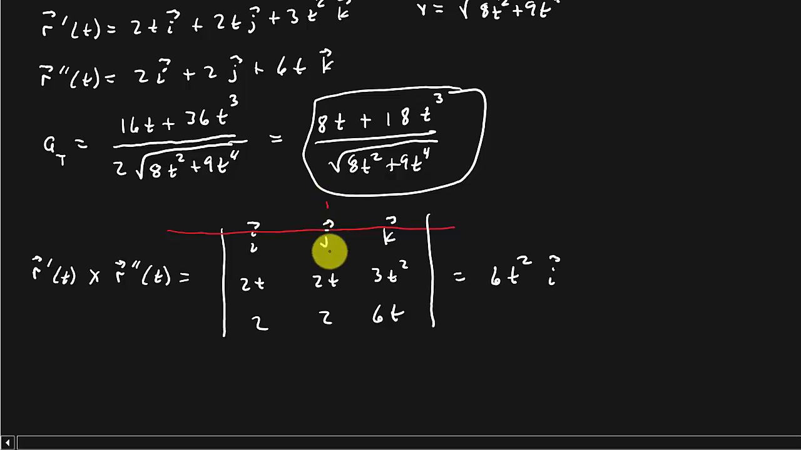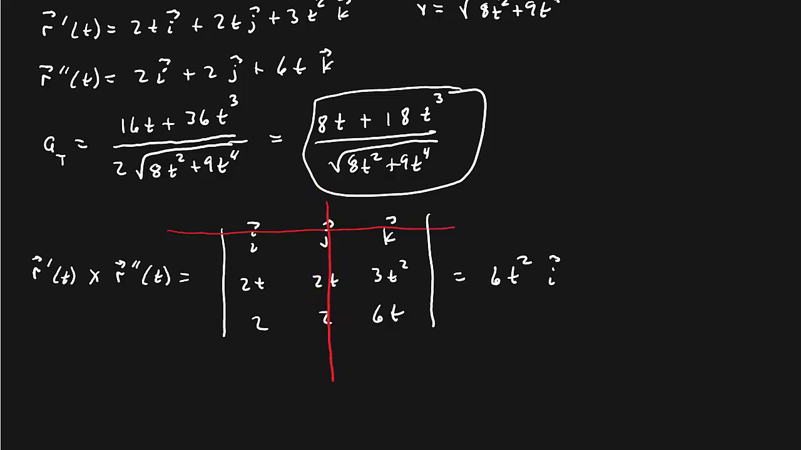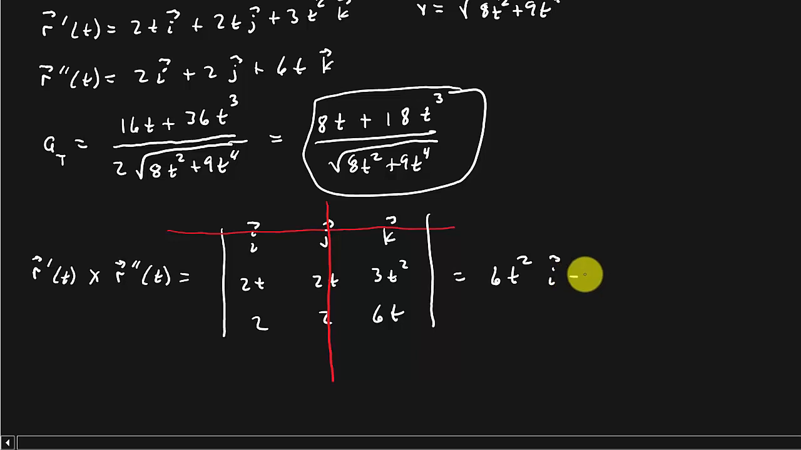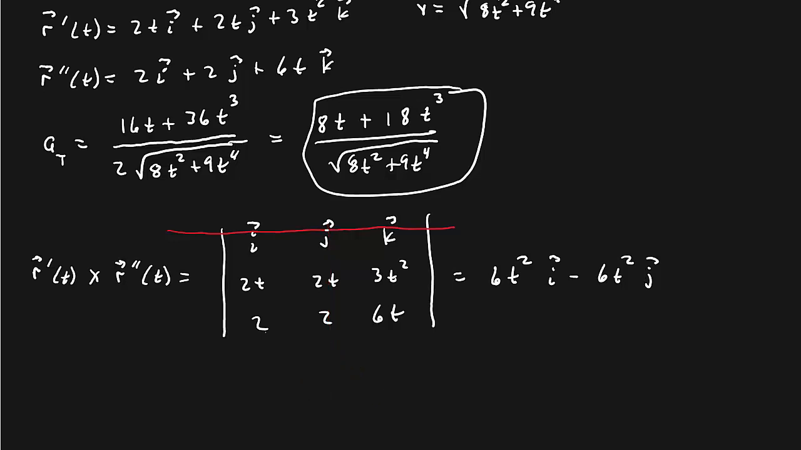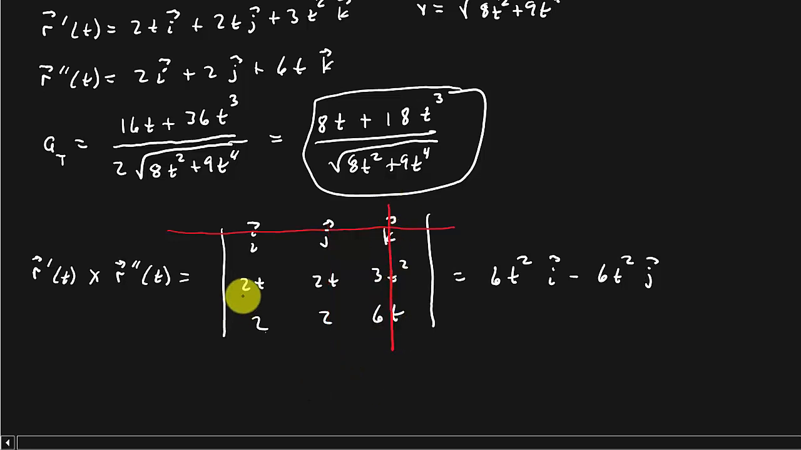And you should know how to do cross products. All right. Minus, remember the sign changes. So I've got 12t squared minus 6t squared. So that's going to be 6t squared times vector j. All right, and now we're going to knock out this one. So that's going to be 4t minus 4t. Well, that's 0. You see that? So there's your cross product.